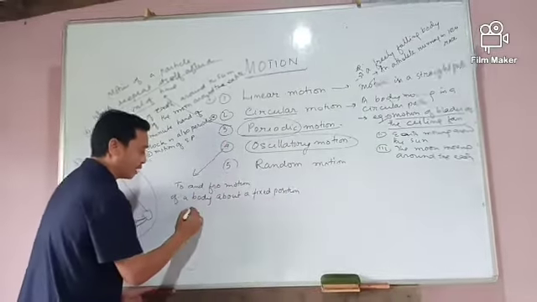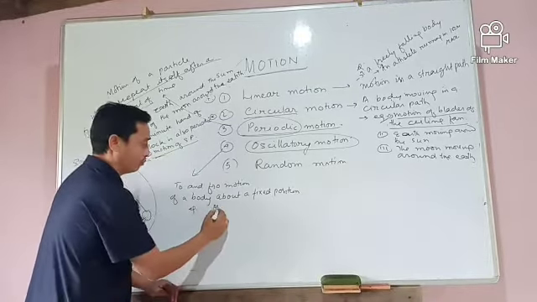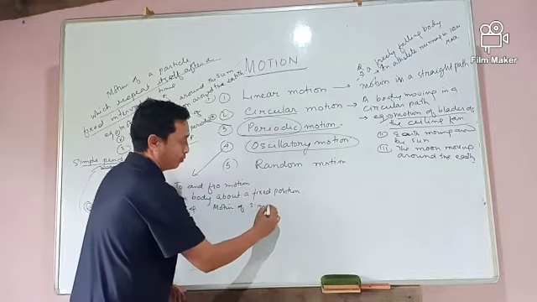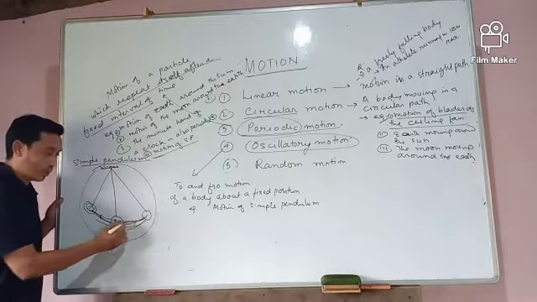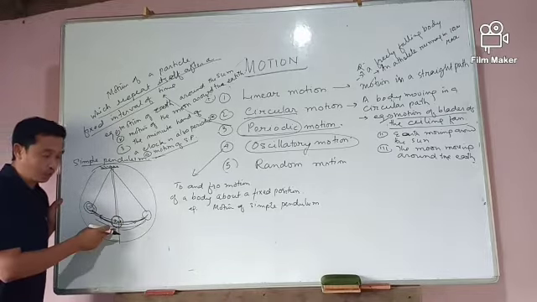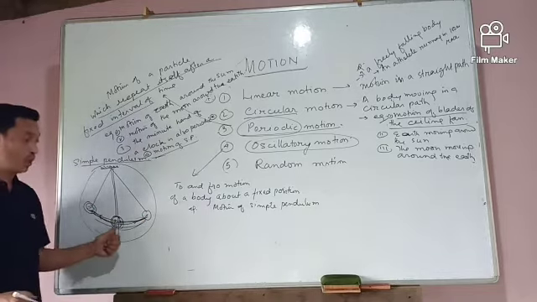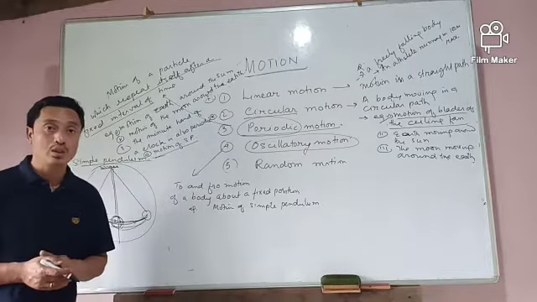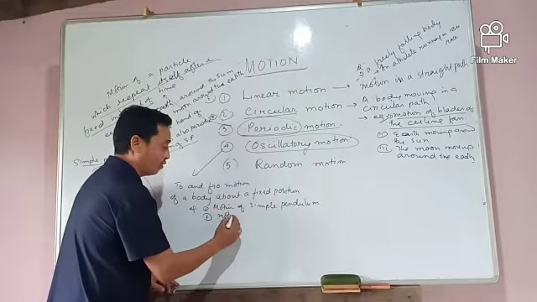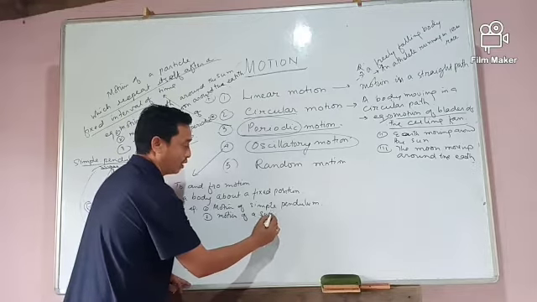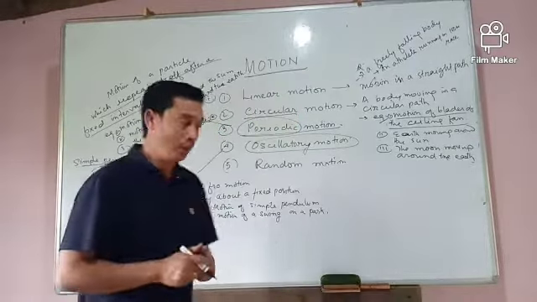Now some examples of oscillatory motion. The best example of oscillatory motion is the motion of a simple pendulum. Look here, the bob is passing about a fixed position, this mean position. When it moves to and fro, it will always pass about this mean position. That is why the motion of a simple pendulum is always oscillatory in nature. Number 2, we can give the motion of a swing, which is also oscillatory in nature.